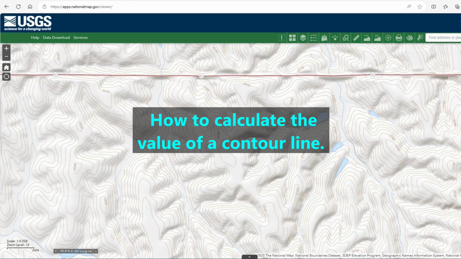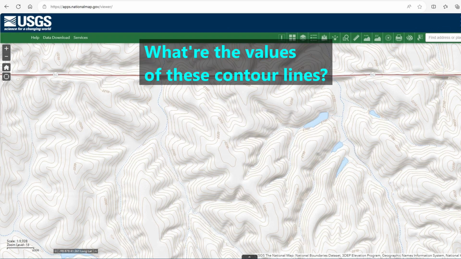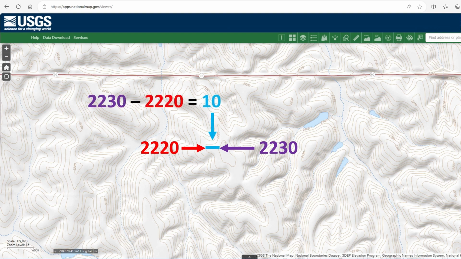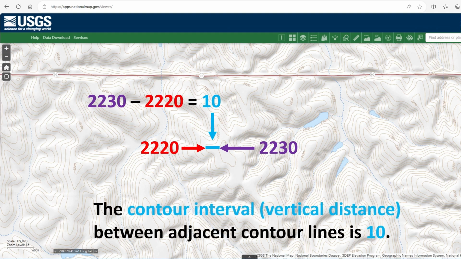Next, we'll learn how to calculate the value of a contour line. What are the values of these contour lines? To calculate the value of contour lines that have no numbers, we first need to calculate the contour interval for that set of contour lines. To do that, we find two nearby contour lines that are adjacent to each other and do have numbers on them. In this case, we find these two lines, and when we subtract the smaller one's value from the bigger one's value, we calculate a contour interval of 10 feet.